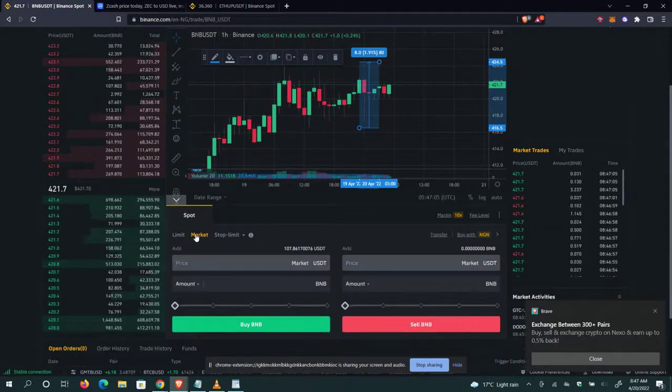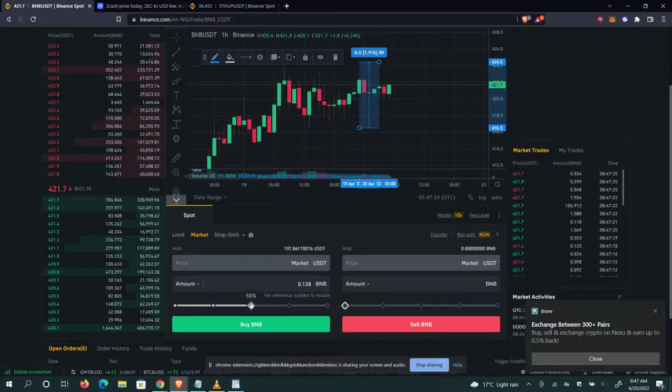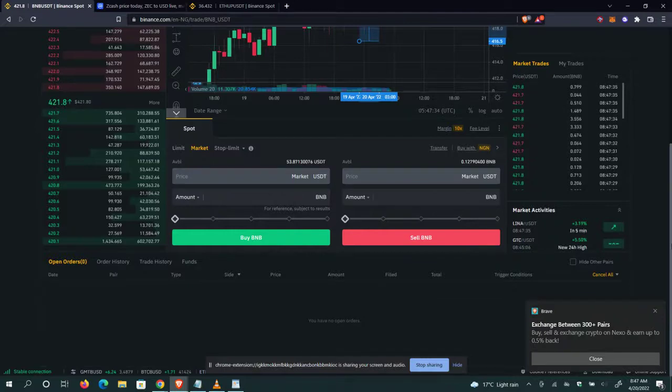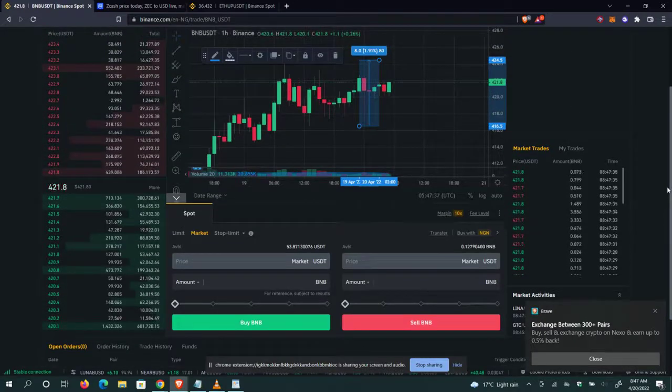So now I'm going to use the market price. Automatically, it has chosen the market price for me. I want to buy BNB. Let's say I'm going to use 50% of my money, which is about half of the $107 I have there. And I just click buy. Automatically, I've entered the market at that amount, and I have literally bought the coin. It's not going to show here, but if you go to my spot wallet, you will see I already have BNB worth this amount.